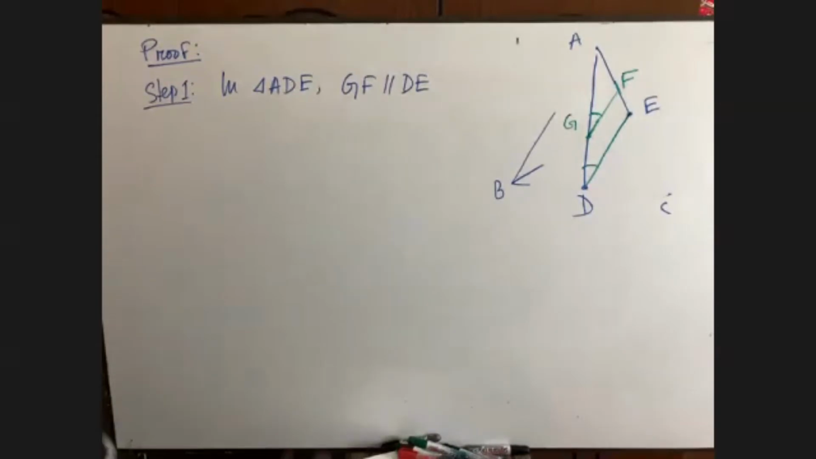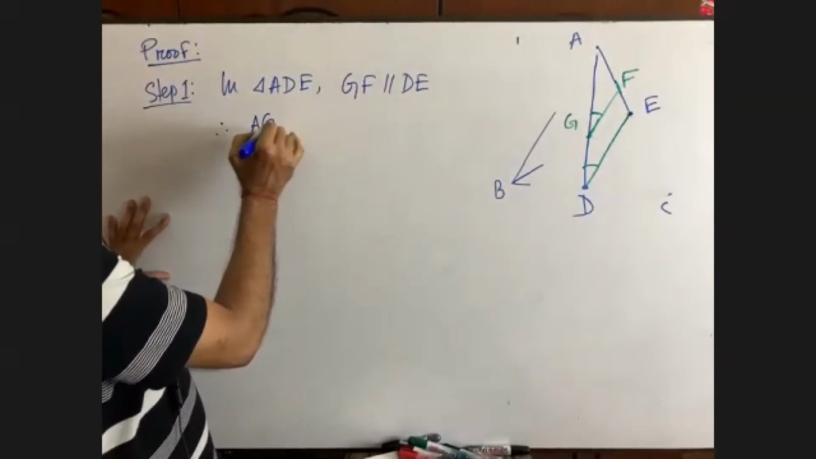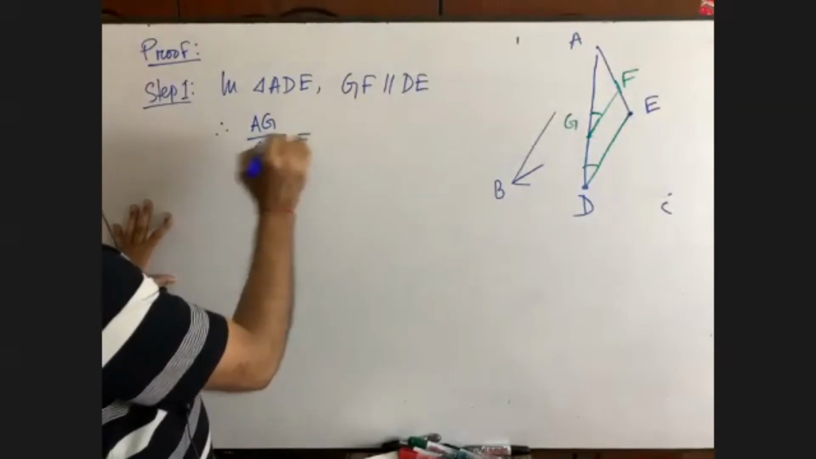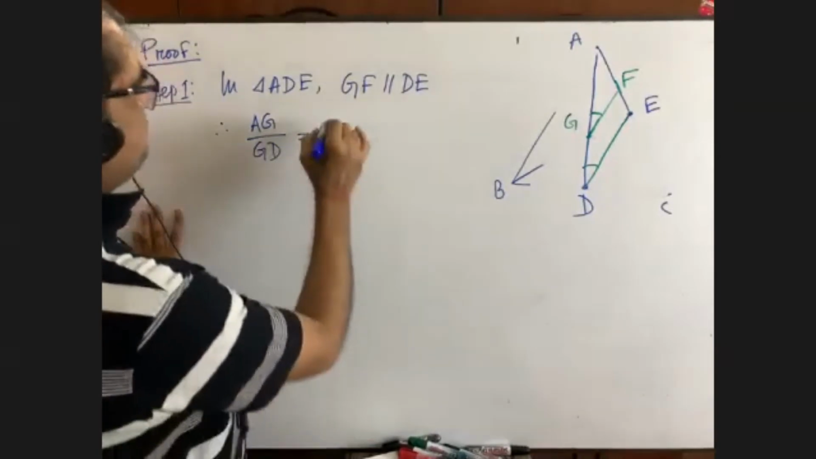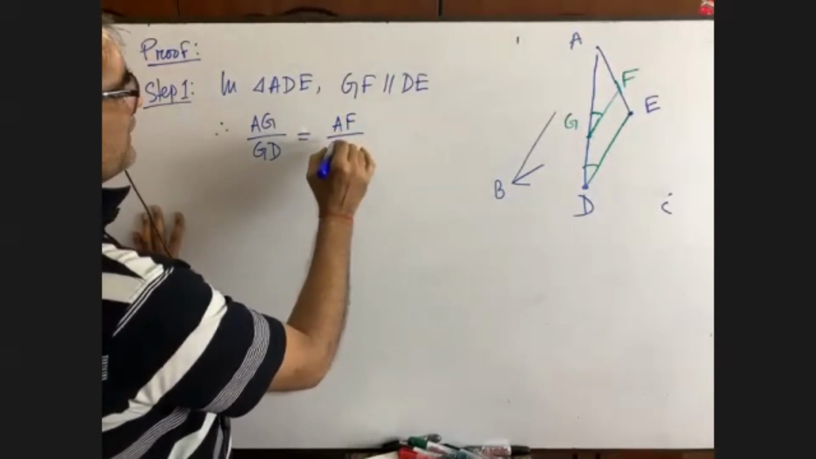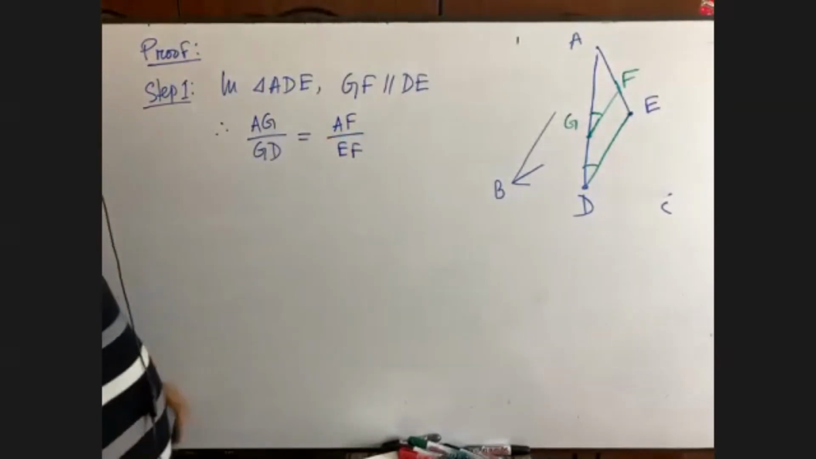Then what I told you, we can write down AZ by ZD is equal to AF by EF, right?